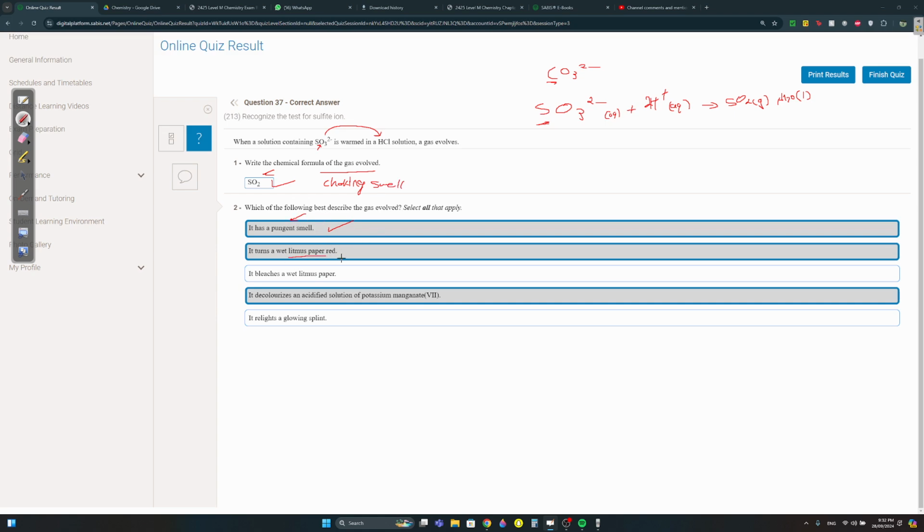It turns wet litmus paper red, of course, because sulfur dioxide is acidic. It bleaches, no. It decolorizes potassium manganate, yes, because we said it's a reducing agent. It relights a glowing splint, no.